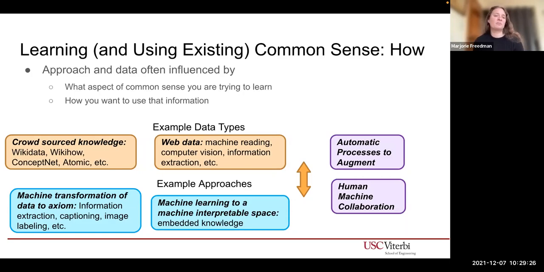Two examples of approaches that people take are to try to automatically transform data directly into axioms. There's a canonical example of that on the next slide, but it's kind of doing information extraction or labeling an image with a red apple, letting you translate that into apples are red as an axiom. And we can also try to learn common sense in these machine interpretable spaces, so with embedded knowledge. Next slide.